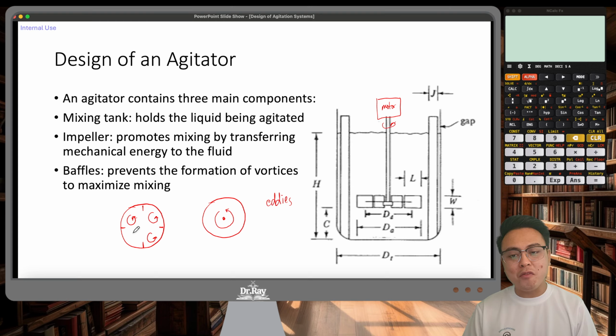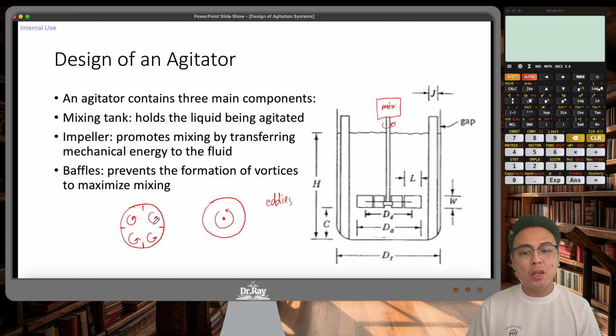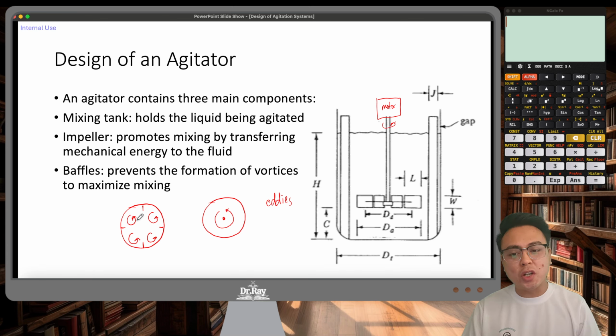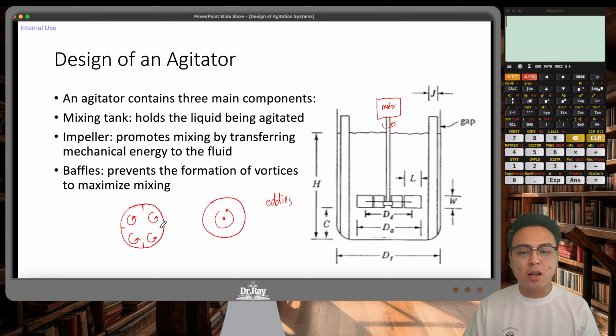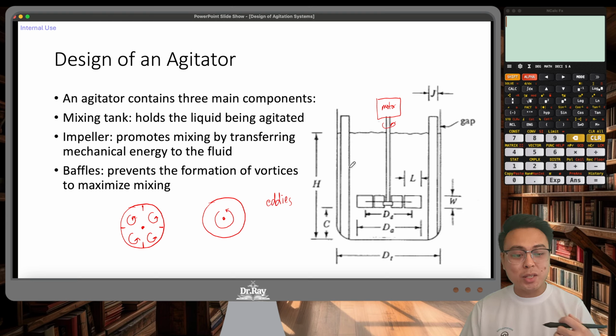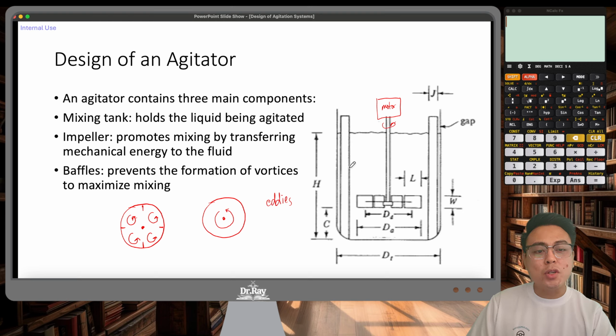And if you have four baffles, most likely you would see four smaller vortices, each at the quadrants of the mixer or of the agitator. And by doing this simple addition of a baffle, we are able to produce turbulent flow in the rotational direction that really helps in mixing. So those are the three main components of an agitator.